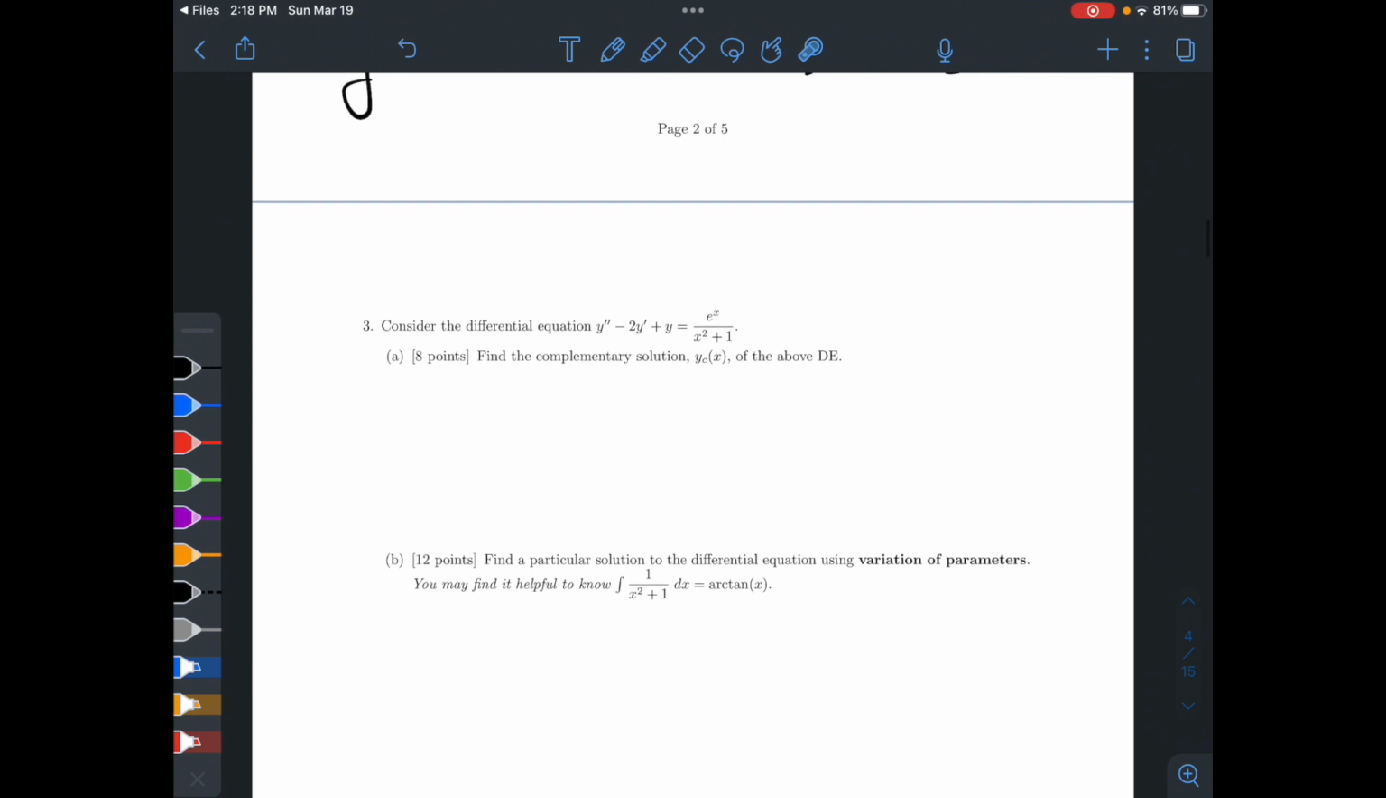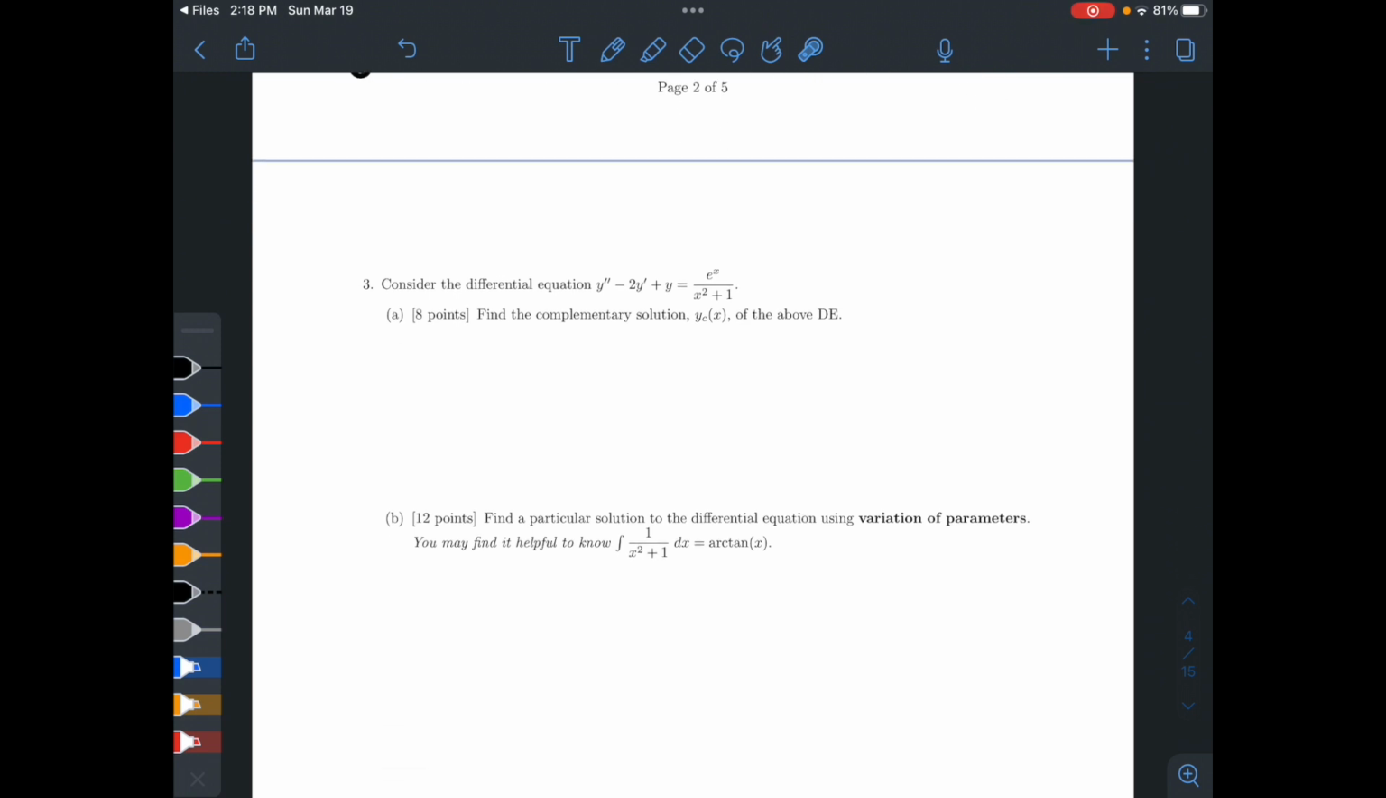All right, let's move on to 3. Consider this differential equation. Find the complementary solution. Find a particular solution. I basically gave a couple hints in this one, so I'm basically telling you that you should use variation of parameters.